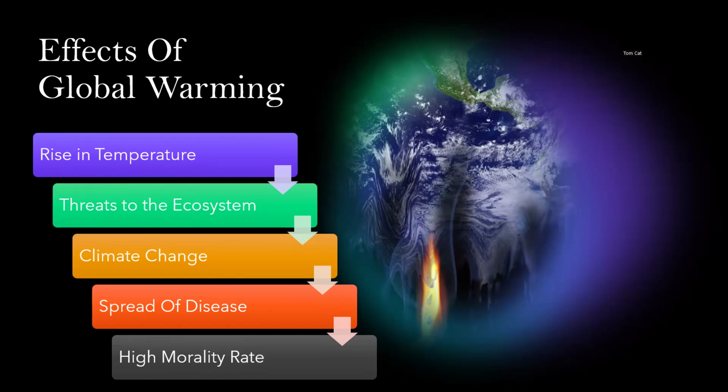Threats to the ecosystem. Global warming has affected the coral reefs, which can lead to the loss of plant and animal lives. Increasing global temperatures have made the fragility of coral reefs even worse. Climate change. Global warming has led to a change in climatic conditions. There are droughts in some places and floods in others. The climatic imbalance is a result of global warming.